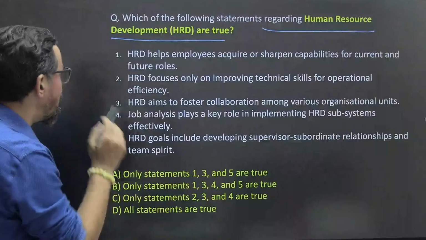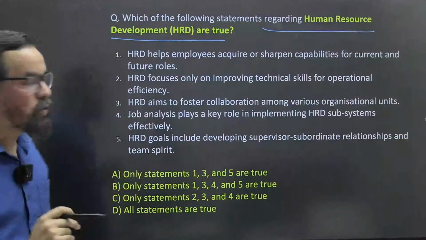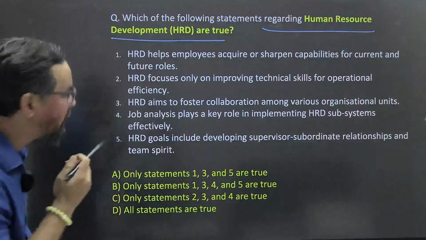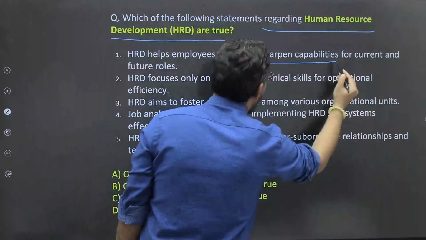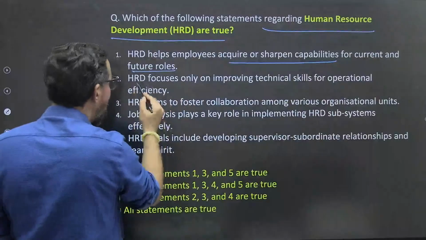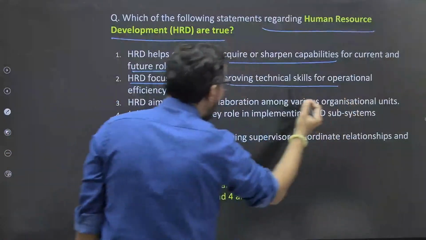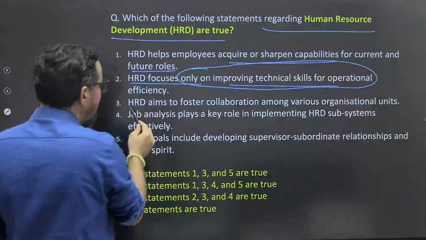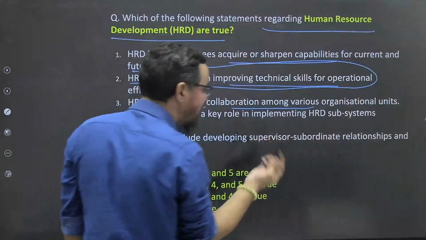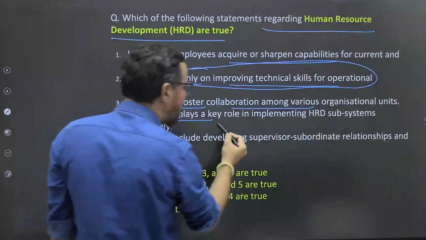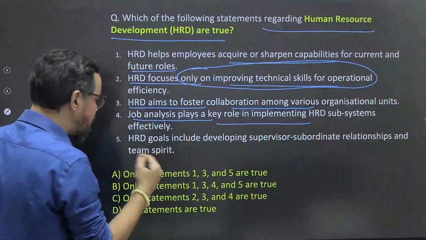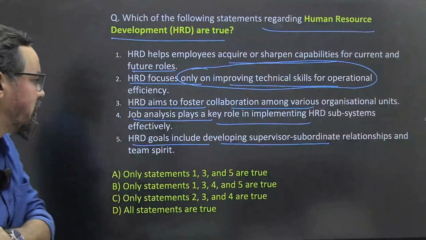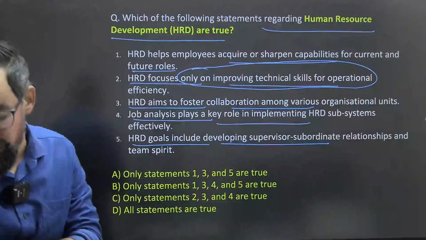So now human resource development, HRD. You have to find out the true statement about HRD. What will be your correct answer guys? HRD helps employees to acquire sharpened capabilities for current and future roles. HRD focuses only on improving technical skills for operational efficiency. HRD aims to foster collaboration among various organizational units. Job analysis plays a key role in implementing HRD subsystems effectively. HRD goals include developing supervisor subordinate relationships and team spirit. So what will be your correct answer?